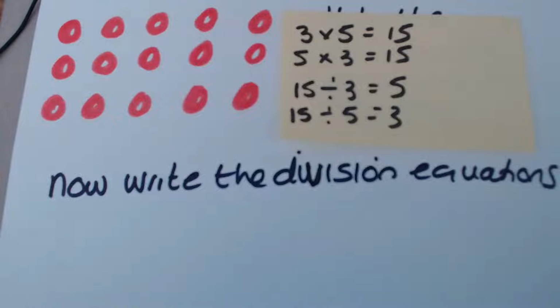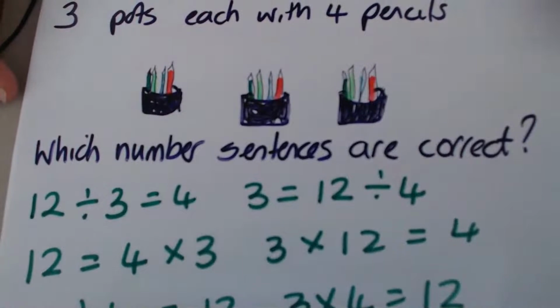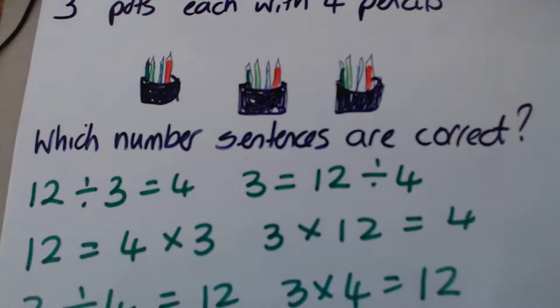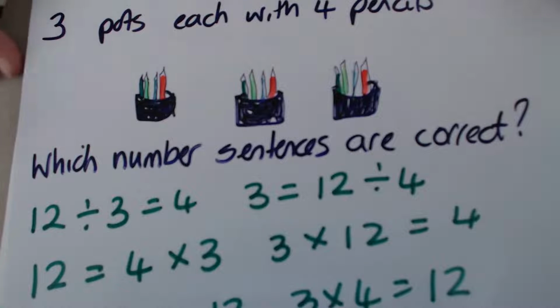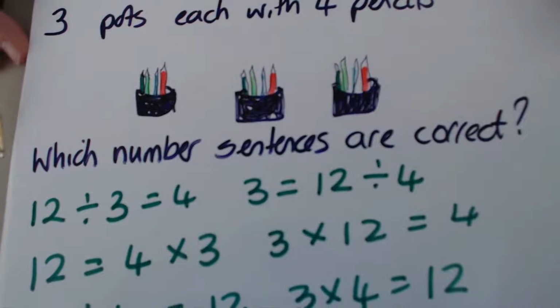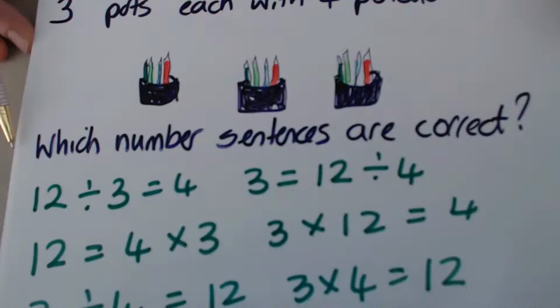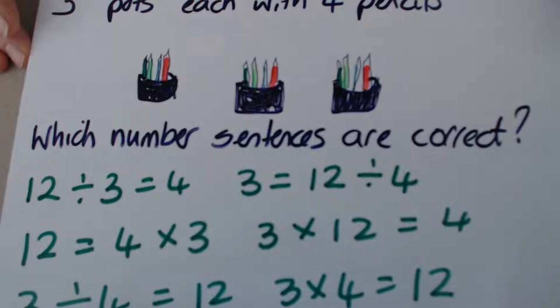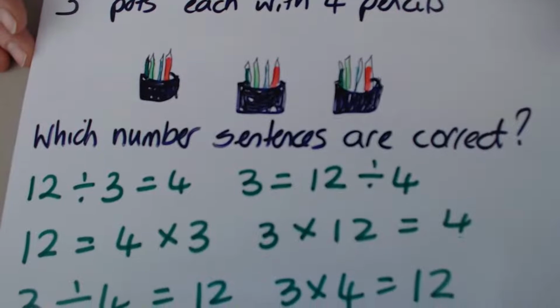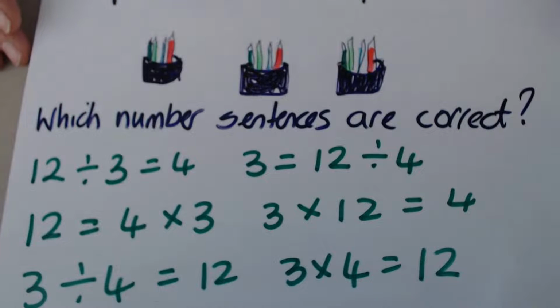Okay. Brilliant. I've got another little problem I want you to think about now, and I've got to make sure that you can see all of these. So 3 pots, each with 4 pencils, okay? Which number sentences are correct? I've got some number sentences at the bottom. I'm just going to pull that up a little bit so you can see the bottom bit again. Okay, nice smileys.